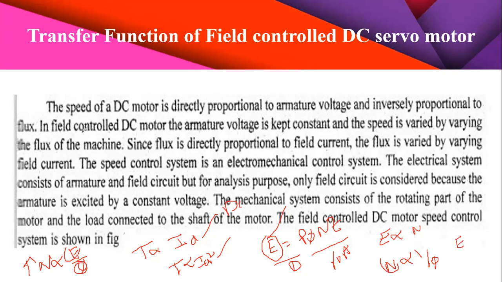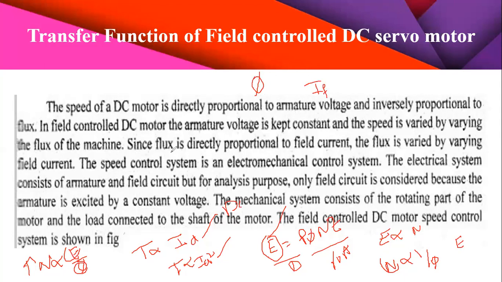See here. In a field controlled DC motor, the armature voltage is kept constant and the speed is varied by varying the flux of the machine. So now, if we want to increase the speed, we must reduce the flux. So how will the flux be related? What is flux produced by? Due to the current flowing. When the field current flows through the field winding, the flux will be generated.